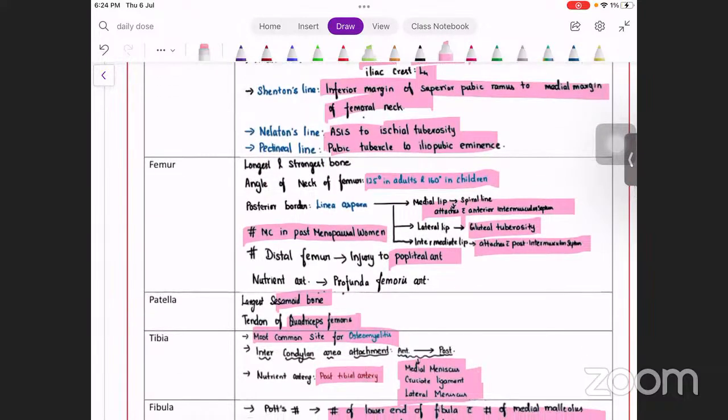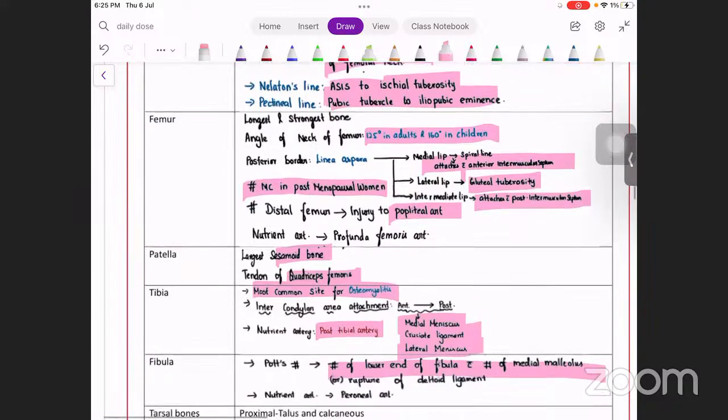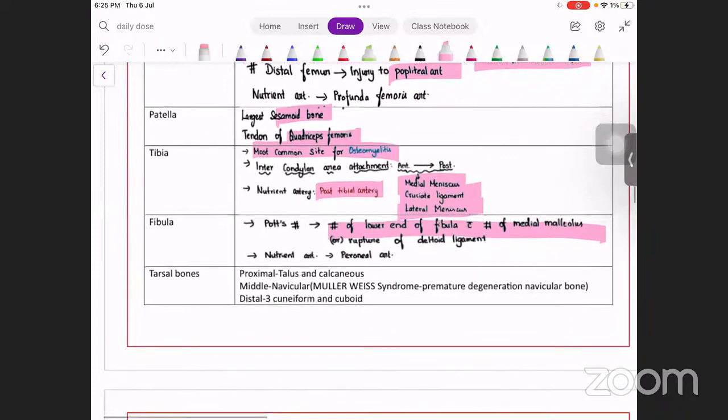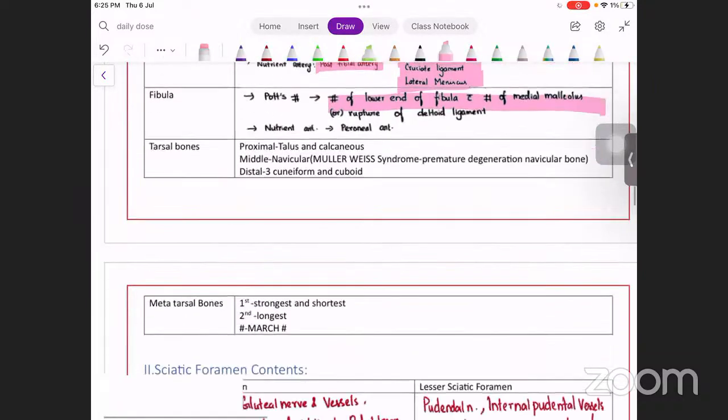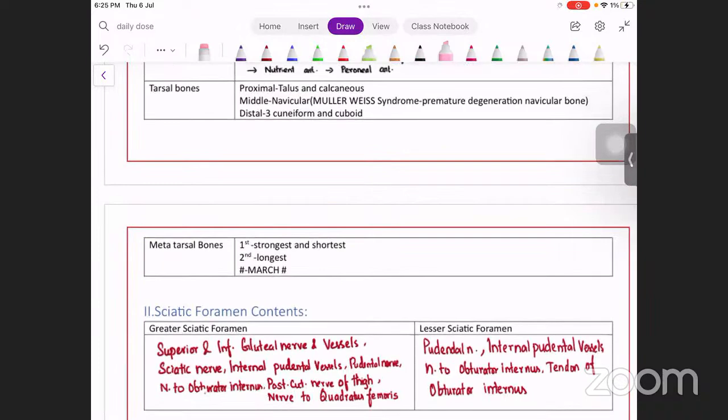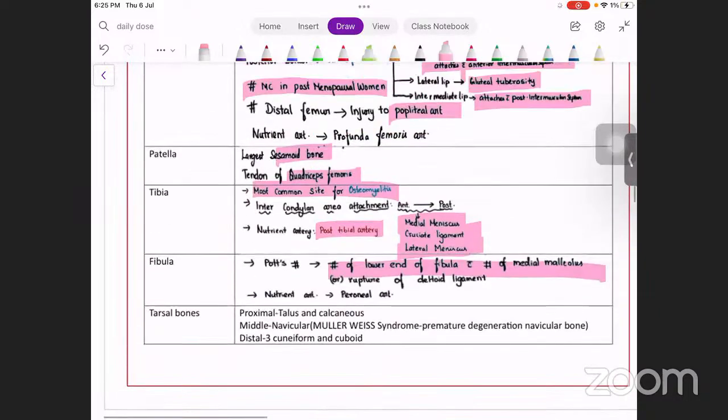Then you have the femur. The carrying angle of the femur in adults is 125, in children it is 160. And the attachments of linea aspera: medial lip, spiral line; lateral lip, gluteal tuberosity; intermediate lip attaches with the posterior intermuscular septum. And a fracture of the distal femur gives rise to injury to the popliteal artery. The patella is the largest sesamoid bone, and the tibia is the most common site of osteomyelitis. And the intercondylar attachment of the tibia is the medial meniscus, cruciate ligament, and the lateral meniscus.